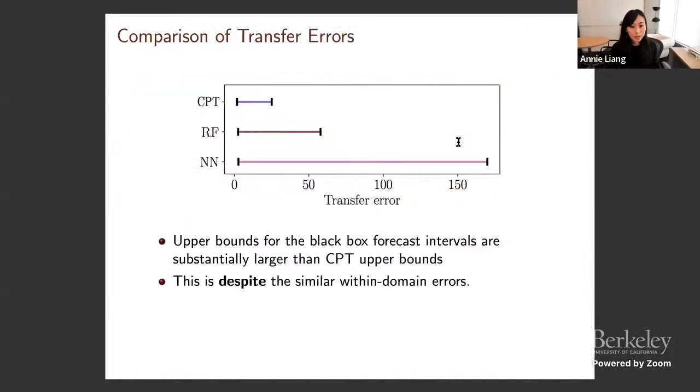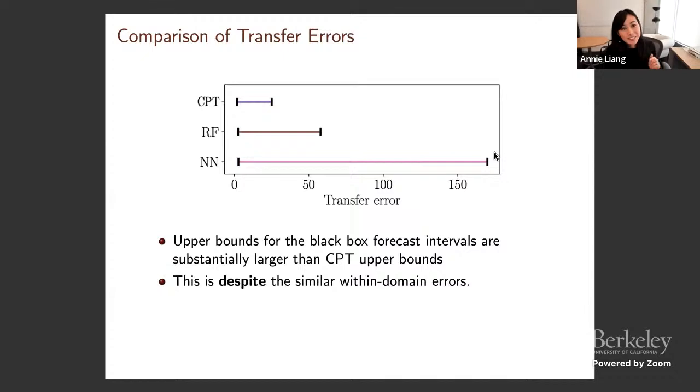All right, and here's what we find. So these are the 3 forecast intervals. The main takeaway is that the upper bounds for the 2 black box methods are substantially larger than the upper bound for the economic model. So the random forest upper bound is about twice as large. The neural net upper bound is even larger.